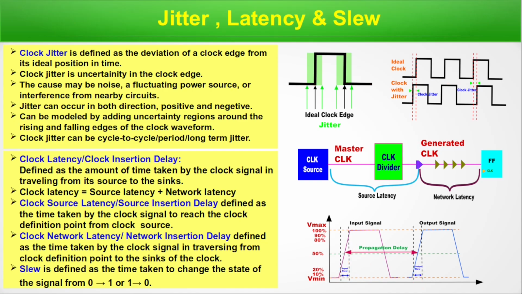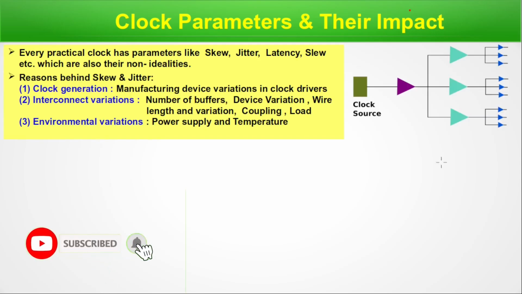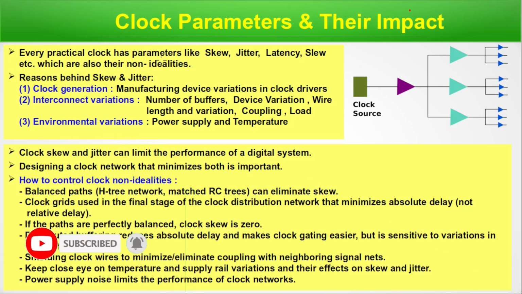We will move to the next slide. Clock parameters and their impact. Now every practical clock has parameters like skew, jitter, latency, slew, etc., which are also their non-idealities. That should not be; ideally, we don't consider them. Actually, they are present there.